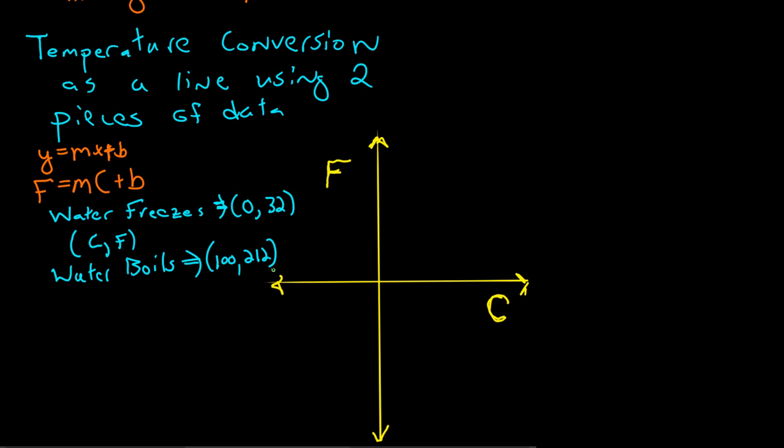Notice that these pair of values can act like points. In fact, when Celsius is 0, F is 32. So my b equals 32.